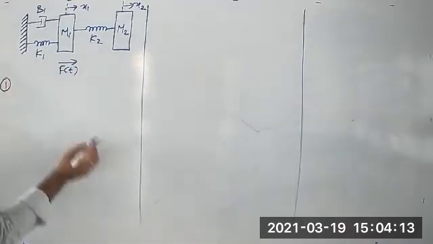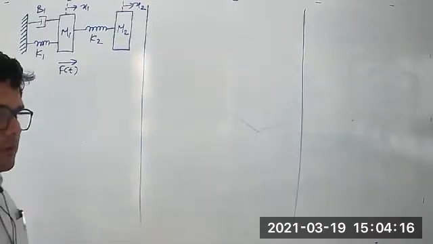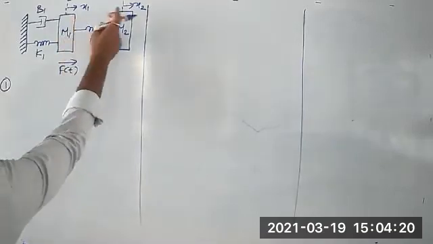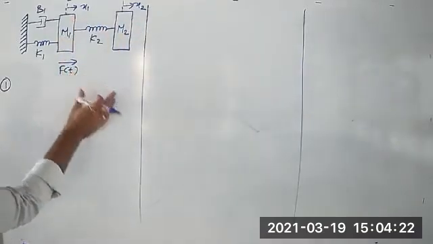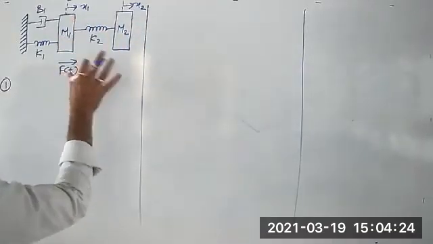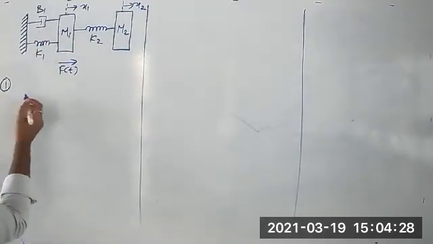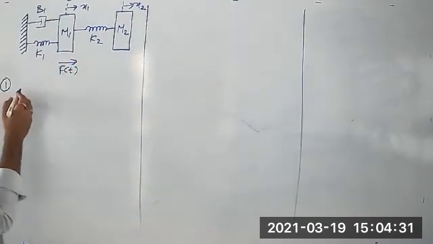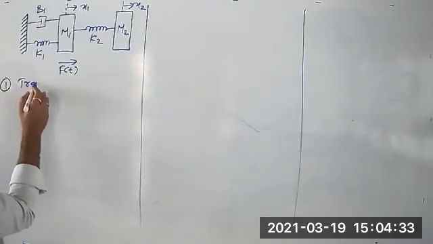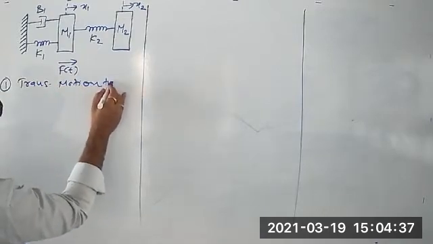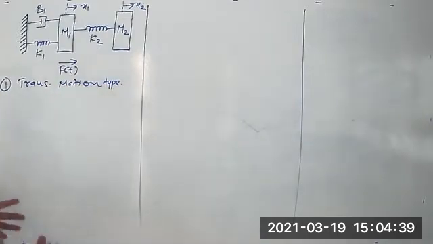So step number one is we need to identify the type of mechanical system. From the diagram it is very clear that here we are having linear displacements and force. That's why the nature of the given mechanical system is translatory. So here I am writing step number one: the given mechanical system is translatory motion type. We need to identify the type of given mechanical system.